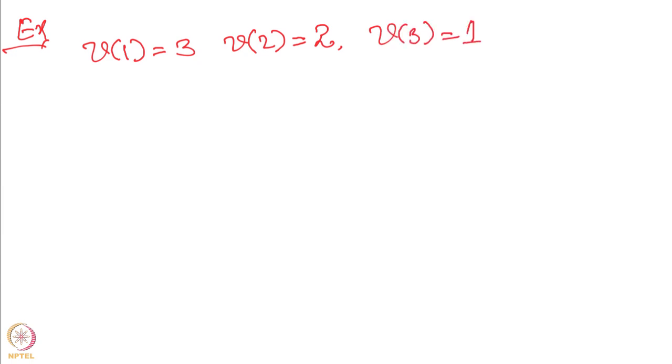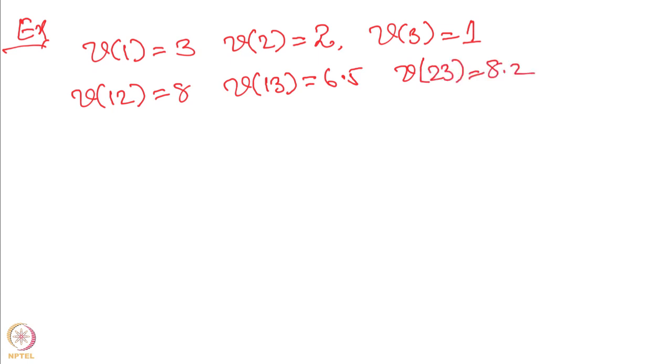Now another example we can write is the following. Take V of 1 is 3, V of 2 is 2, V of 3 is 1, V of 1, 2 is 8, V of 1, 3 is 6.5, V of 2, 3 is 8.2, V of 1, 2, 3 is 11.2. In fact, this game was introduced in some other context, so I only give the numbers here. We can verify that this is also a super additive game.